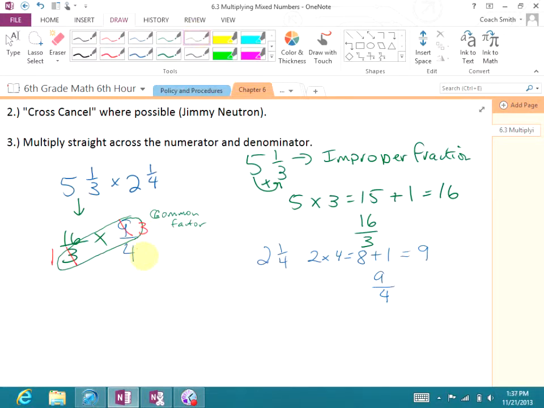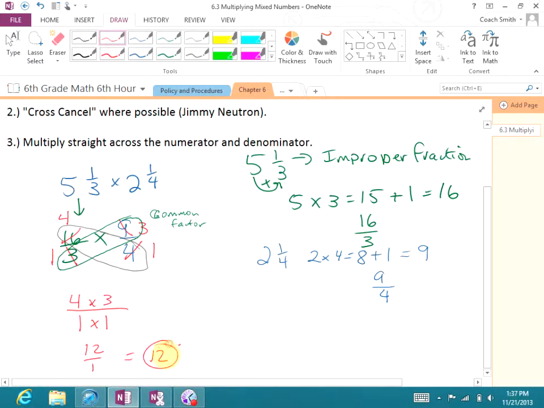Then I'm going to look at the other two numbers. Is there a common factor between 4 and 16? 4. So I divide 4 into 4, it goes once. 4 into 16 goes 4 times. And so I'm left with 4 times 3 over 1 times 1. 4 times 3 is 12 over 1. So that's just 12.